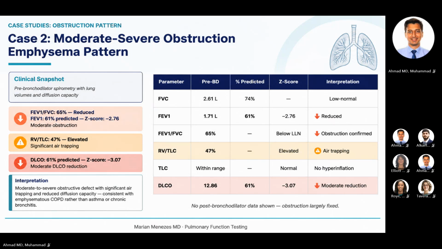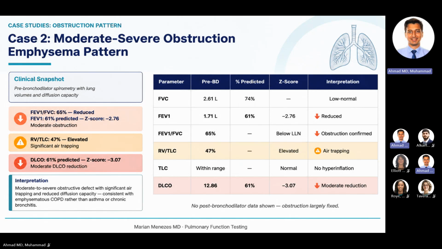Second example, FEV1 FVC ratio is below 70% of predicted. It's at 65%. Look at the FEV1, 1.71 liters, which is low and 61% of predicted. If you look at the z-score, minus 1.65 to plus 1.65 is normal, and minus 1.65 to minus 2.5 is considered mild, so minus 2.76 is moderate reduction in your FEV1. Look at the FVC, which is low normal. Look at the total lung capacity, which is within range, which says it's normal, and the diffusion capacity was reduced.